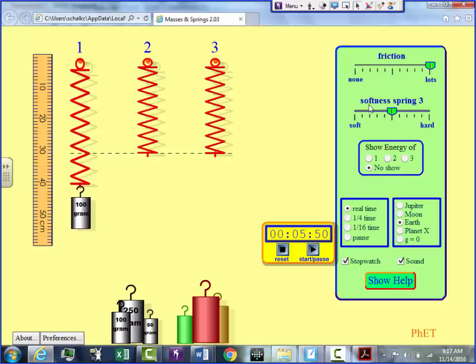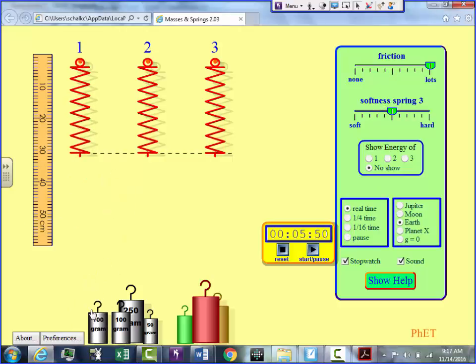So help me out here. What was the first thing I said to do on fractions? So I don't have it in front of me.